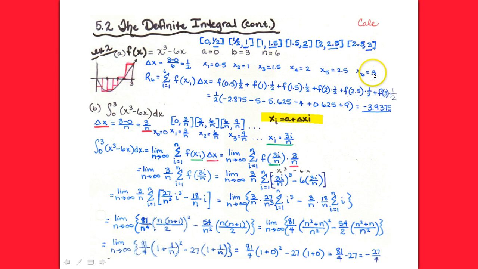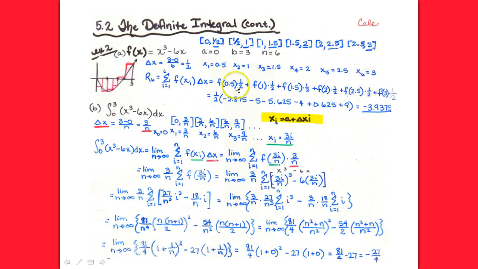And remember our formula for right-hand endpoints, you do not start with x sub 0, you start with x sub 1, and you end with x sub n, in this case x sub 6. However, if you were doing left-hand endpoints, you would start with x sub 0, and you end with the next to the last value, x sub n minus 1. So if this were left-hand endpoints, I would start by putting in 0, and I would stop with 2.5.